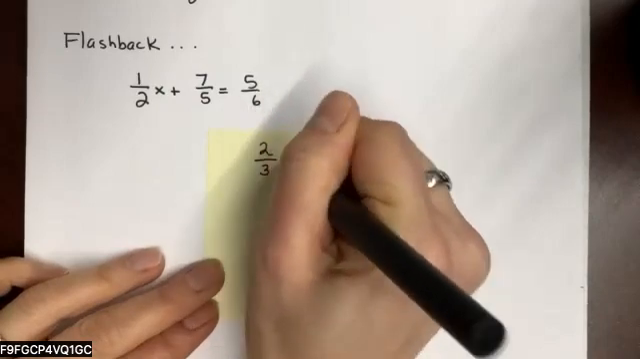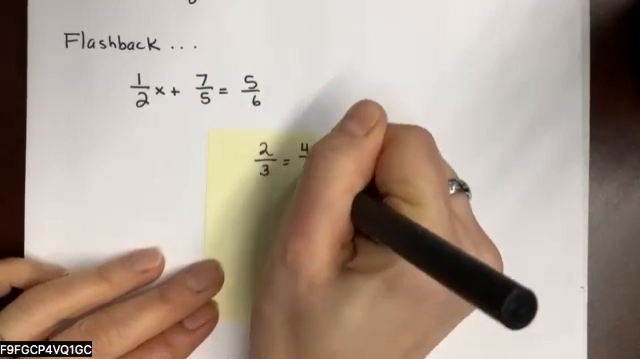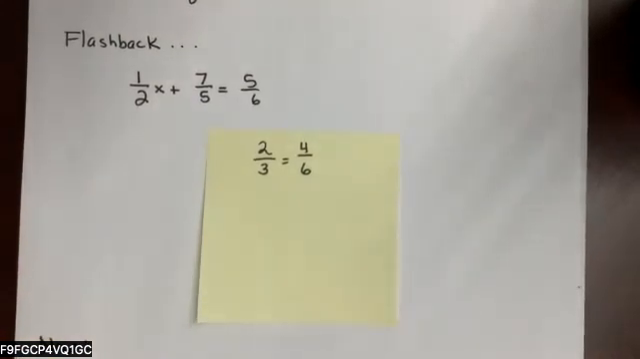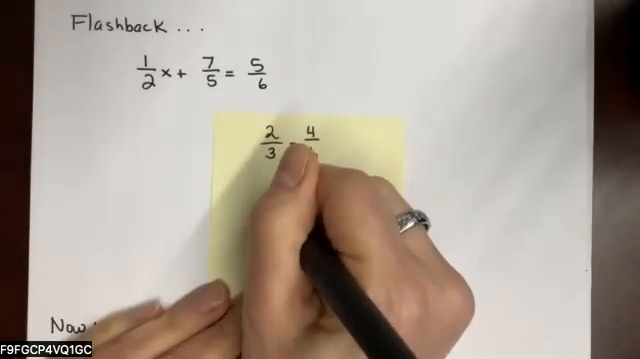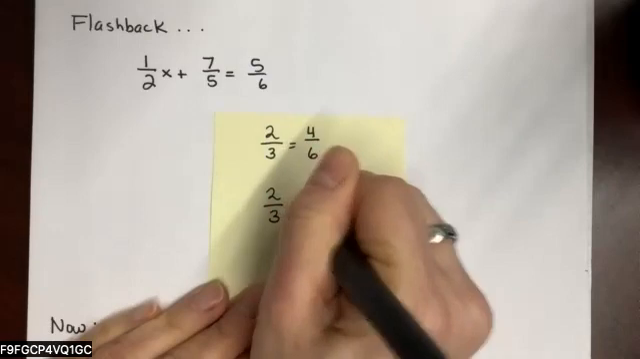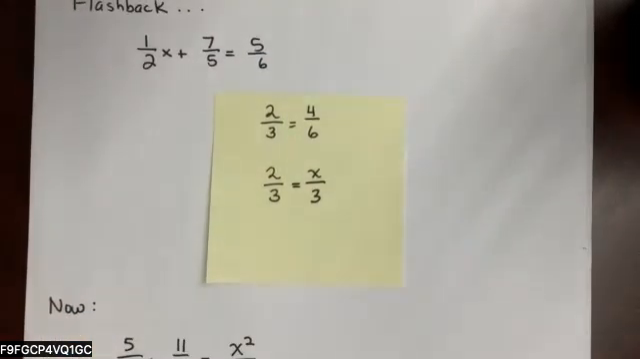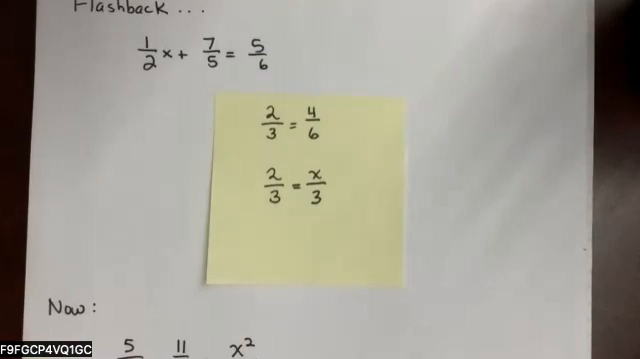So equivalence is when I say this. We say 2/3 equals 4/6, but really we're saying that they are equivalent. They have the same value, but they look different. That's equivalence. If I say something like this, 2/3 equals x thirds.